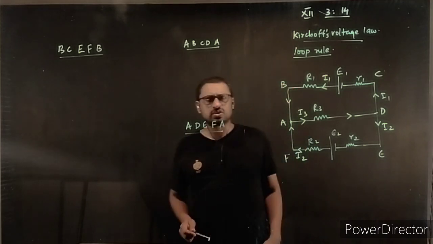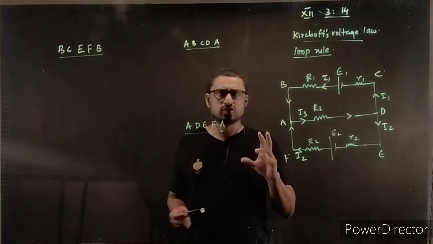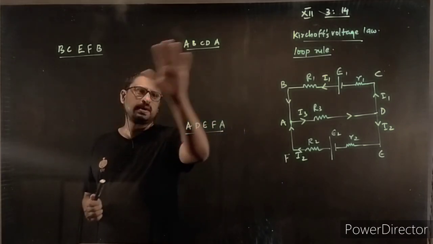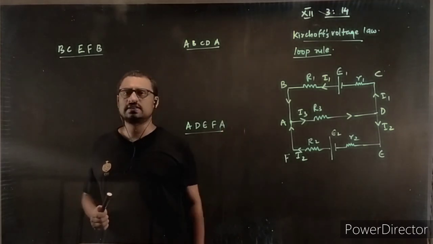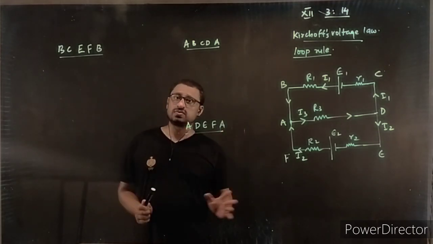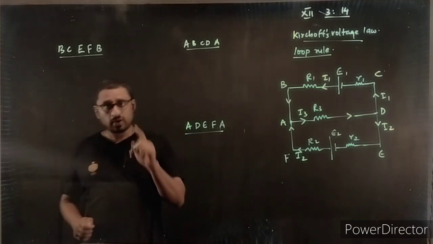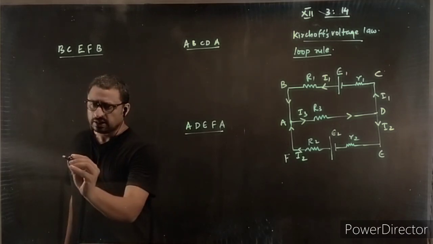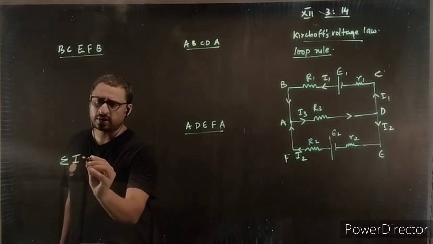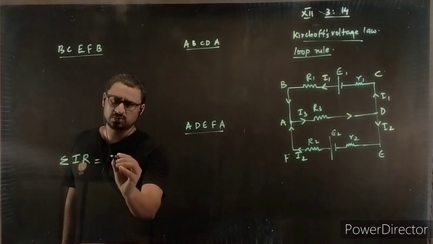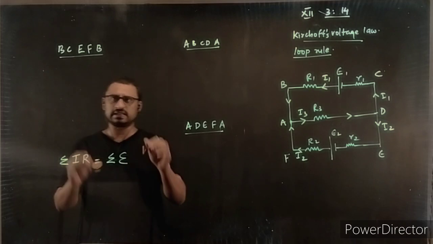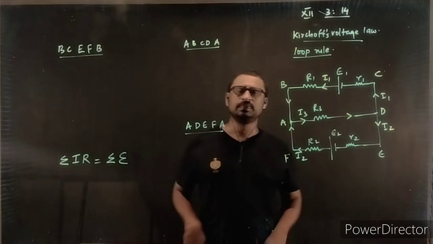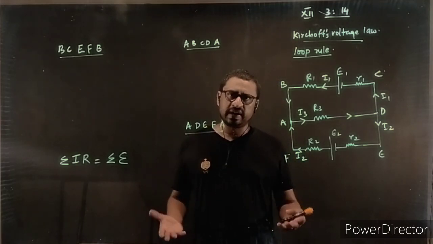We should apply Kirchhoff's voltage law only for closed loops. So we can apply it for these loops. That's why we call it a loop rule. And what does Kirchhoff's voltage law say? It says that for a closed loop, the sum of the product of current and resistance is equal to the algebraic sum of EMF inside that loop.